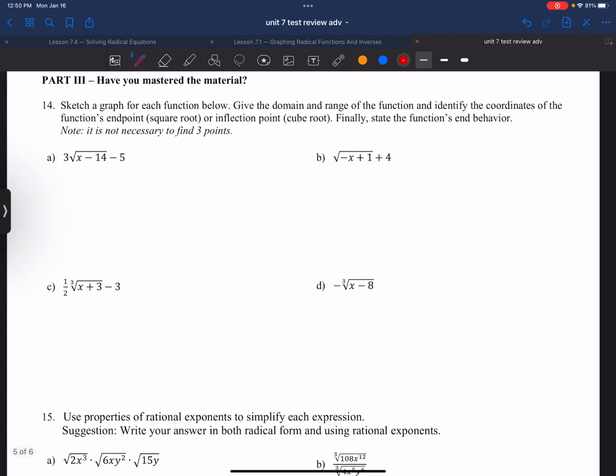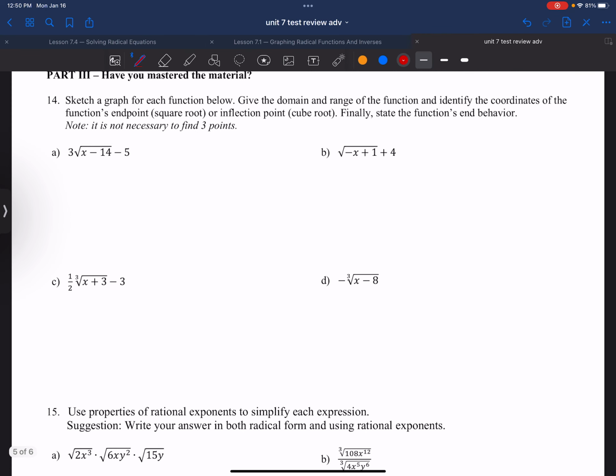Okay, so let's start with number 14. It says sketch a graph for each function below, give the domain and range, identify the coordinates of the function's endpoint or inflection point, and state the function's end behavior. And it says it's not necessary to find 3 points. The idea here is we are sketching an image of the graph, thinking a little bit abstractly about what it looks like using function transformations without really graphing it, right? Without using graph paper and plugging in points to figure stuff out.